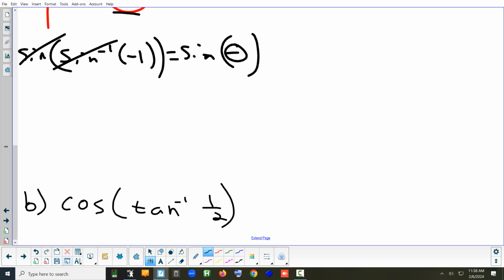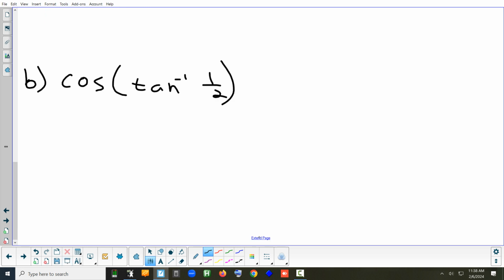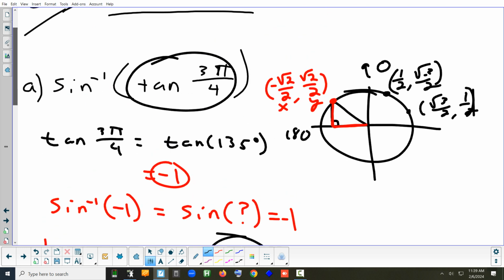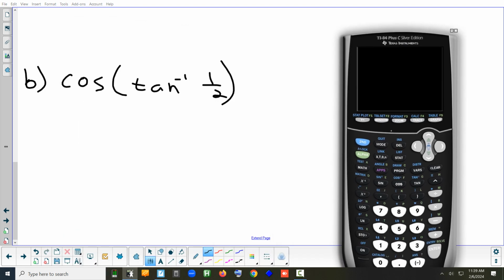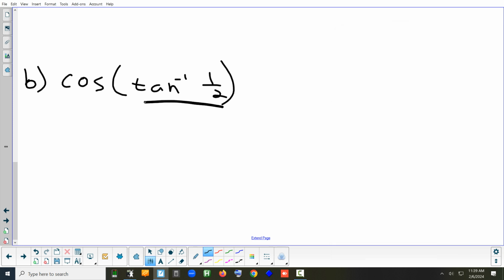All right, let's try this one. Again, it's the same directions. They want us to evaluate without a calculator. You're never going to be able to figure out what inverse tangent of a half is. That is not a nice number. But you don't need to figure out the inverse tangent of a half. They're asking for the cosine of the inverse tangent. That I can figure out. So I can figure out this whole thing, I just can't figure out this part.